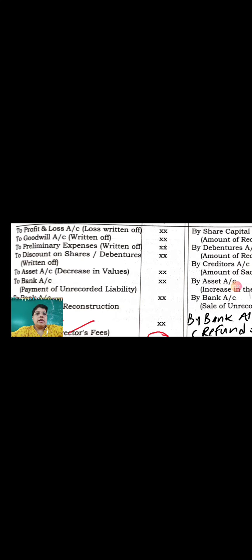If goodwill is there in the balance sheet and it is to be written off, that should be written here. To preliminary expenses. Preliminary expenses, miscellaneous expenditure, discount on issue of shares, discount on issue of debentures, or share issue expenses or debenture issue expenses, all these will be debited here as they are going to be written off. Further, if assets are reduced, their decrease in value should also be recorded here. Next is to bank account. That means if any unrecorded liability you noticed is to be paid, then the payment should be shown on the debit side of the capital reduction account.